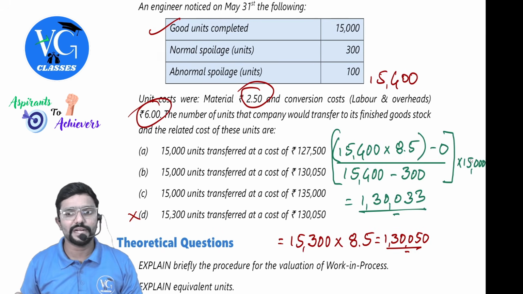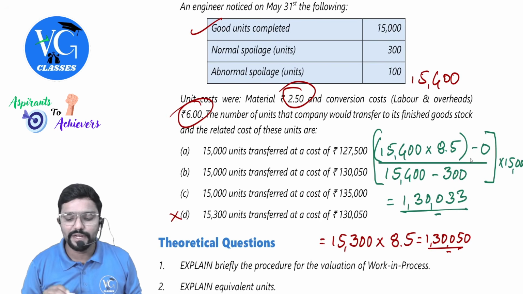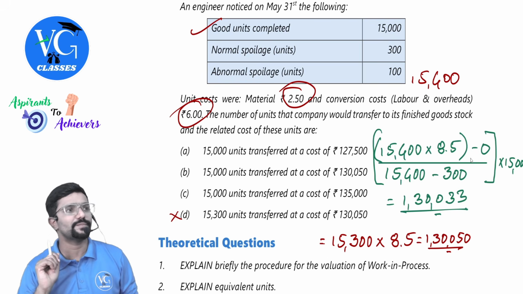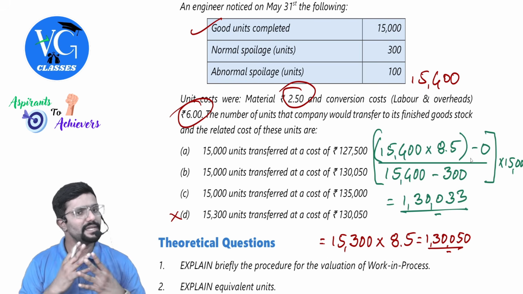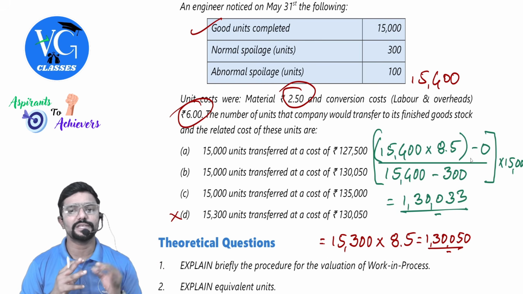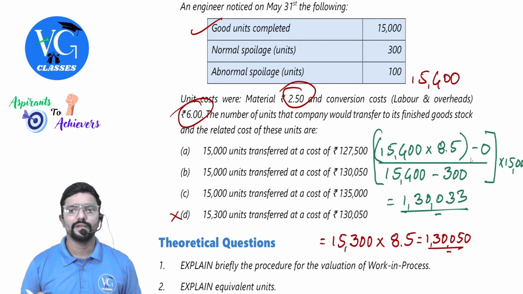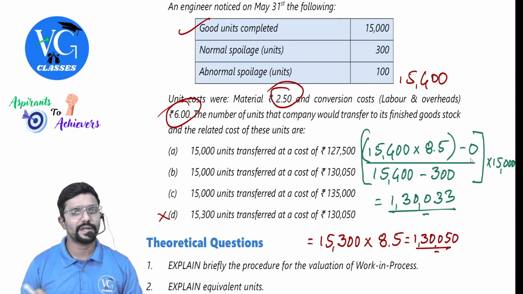Now, what is the cost of output? Guys, listen. 15,400 is the total input. For each, what is the cost? 8.5, that is 2 plus 6.5. Minus, there is no scrap value. Divided by input minus normal loss units, which is 15,400 minus 300. Into, what is the good number of units? 15,000. Into 15,000.